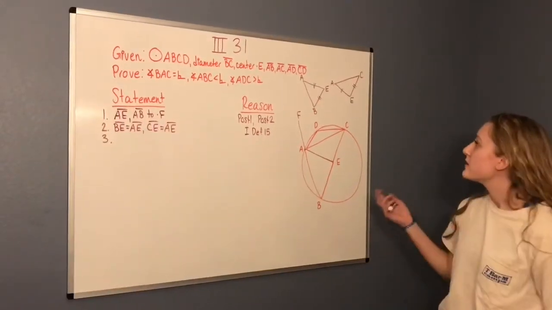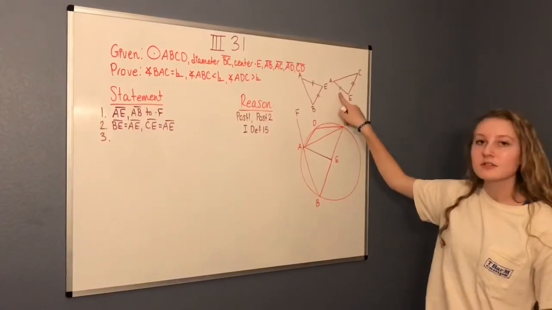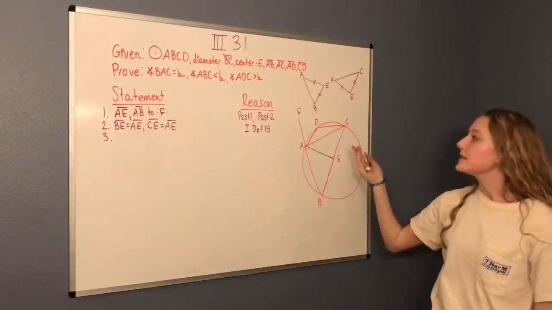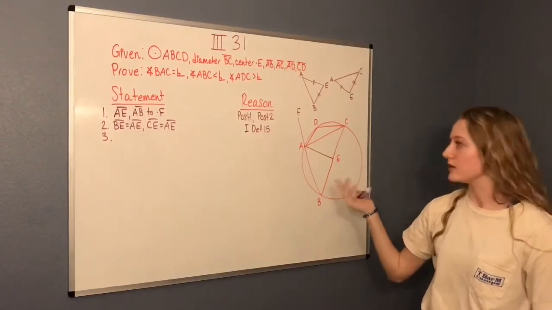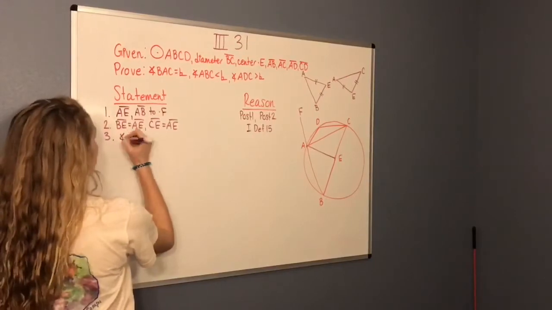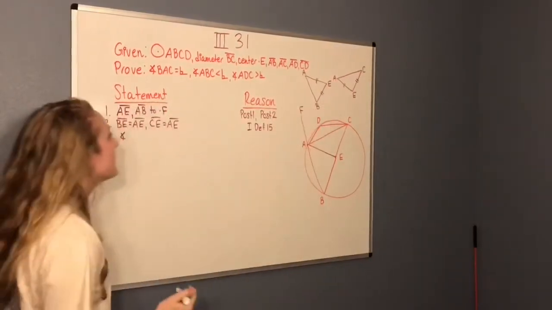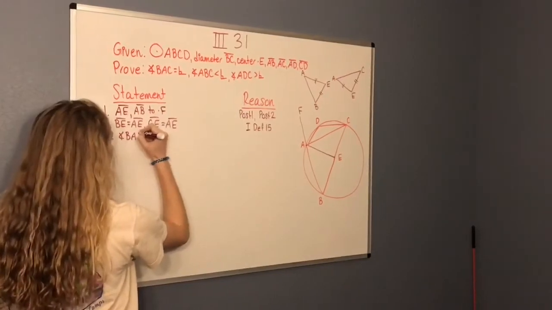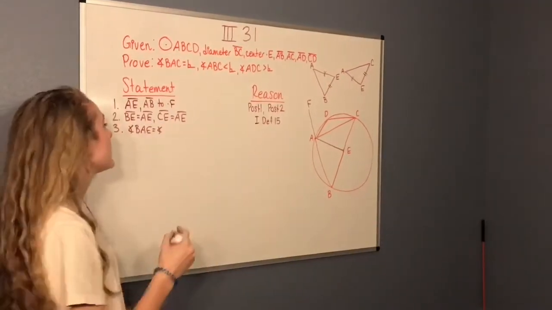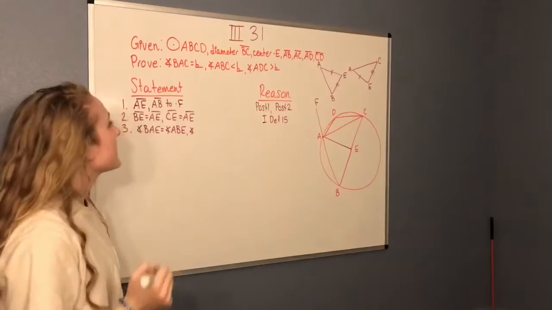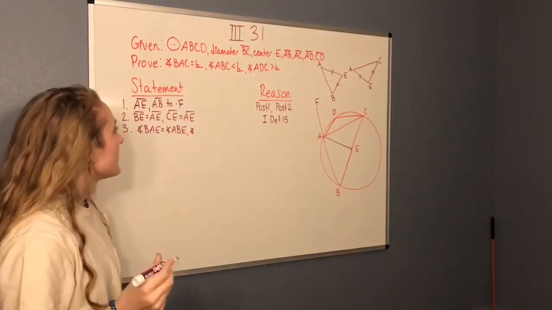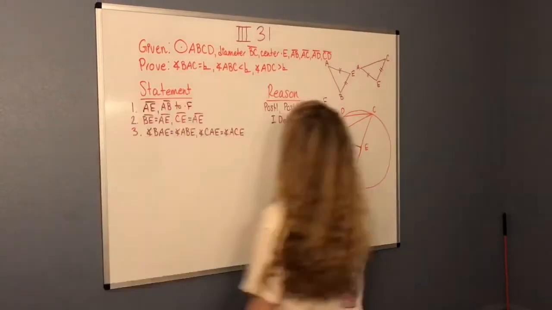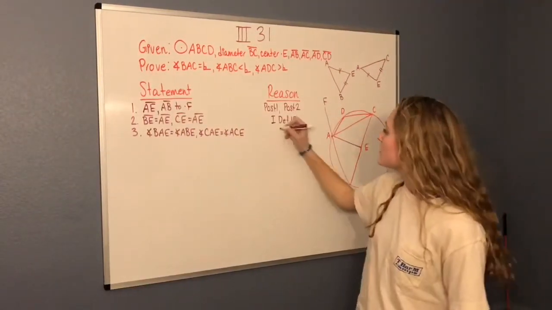Because we know that these are both isosceles triangles and they have these two sides equal to each other, the angles that are opposite the two sides are going to be equal to each other also. So in the first triangle, angle BAE is going to be equal to angle ABE. And in the second triangle, we're going to have angle CAE equal to angle ACE. And that was because of Book 1, Proposition 5.